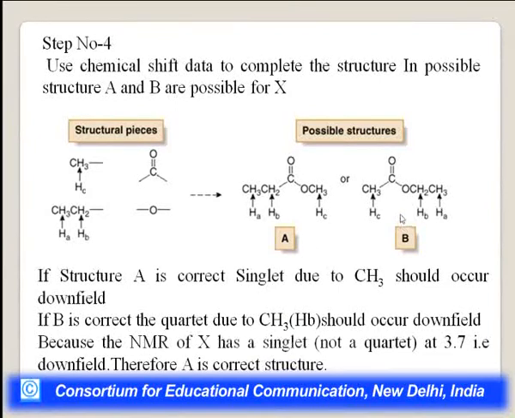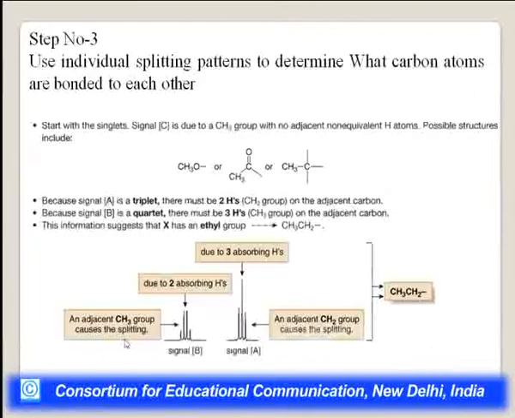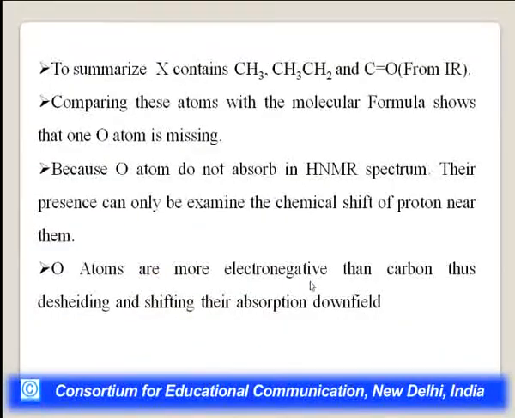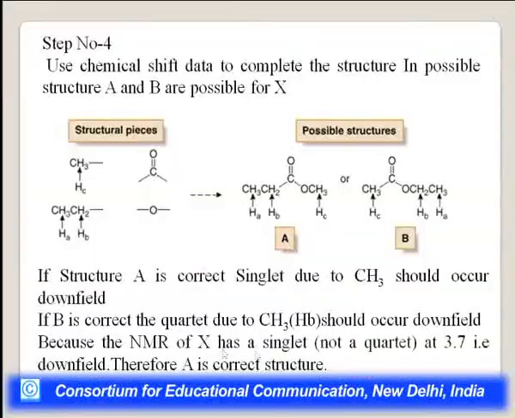So which one is correct? It can simply be concluded on the basis of shielding and de-shielding. If structure A is correct, the singlet due to CH3 should occur downfield. If B is correct, the quartet due to CH2 should occur downfield. We have seen from the spectrum that this singlet is observed downfield at 3.7. Because the NMR of X has a singlet, not a quartet, at 3.7 downfield, structure A is correct. So on the basis of shielding and de-shielding, we can conclude which kind of structure is possible for a particular compound.